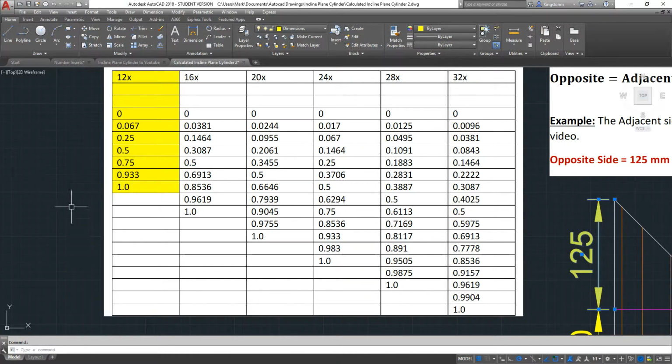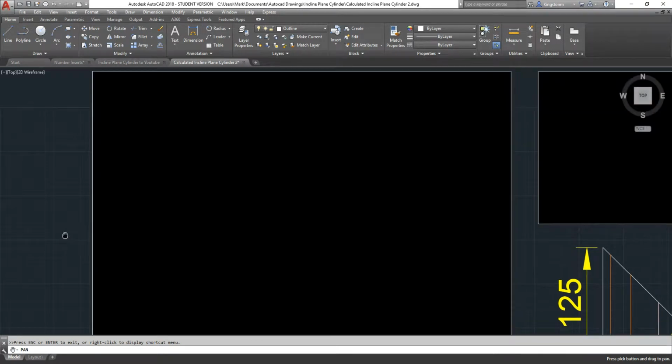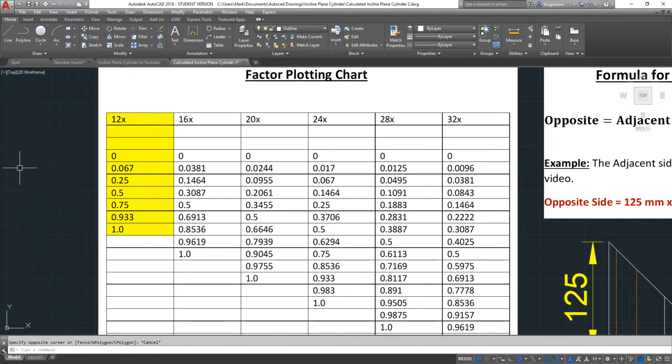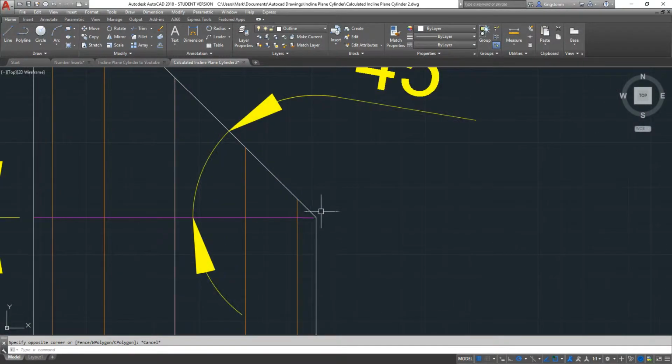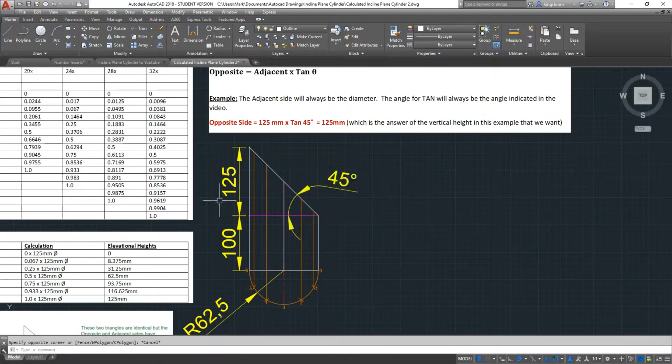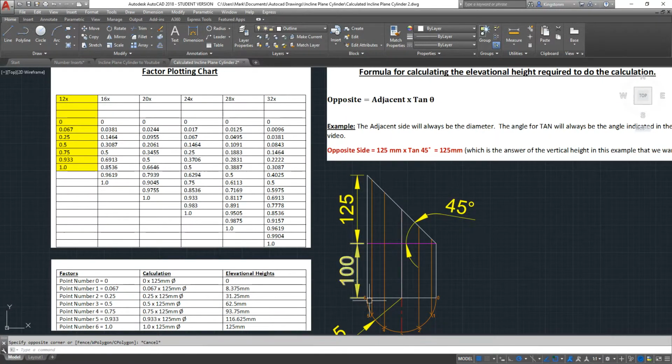I've got this factor plotting chart. We're using 12 points, so I've got the 12 points here in yellow. Line number 0 at this point has no increase whatsoever, so that stays at 0. If you come back over here, line number 6, which is the 1.0, so it's 1. So from 125, if you times 125 by 1, it stays at 125. So line number 6 stays at 125.